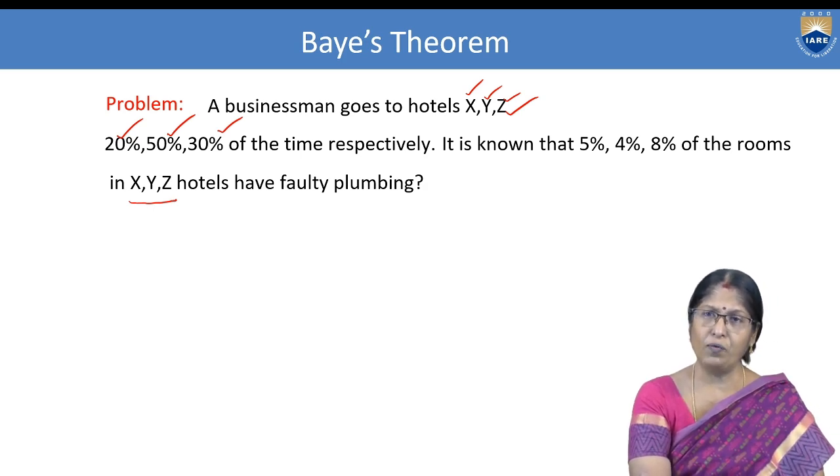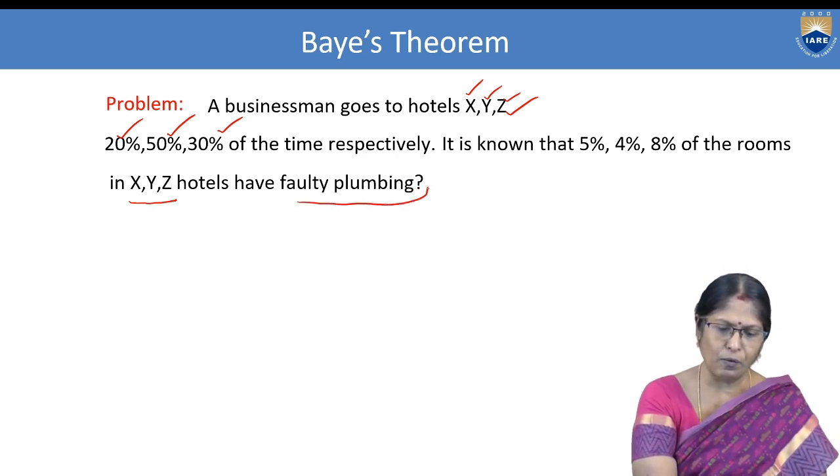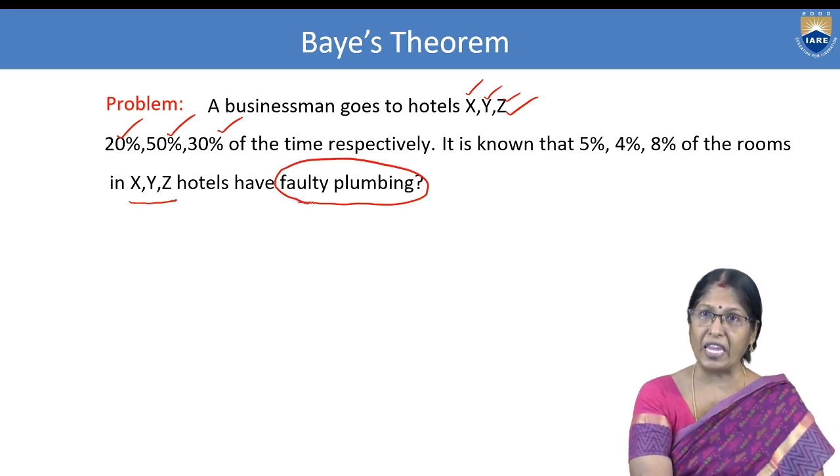In the main events, those hotels, all the rooms have some faulty plumbing. The plumbing work, some problems are there. Got it? So the faulty plumbing, we are going to name it as one event. That event name is our own liberty, freedom. We can name it any one capital letter.